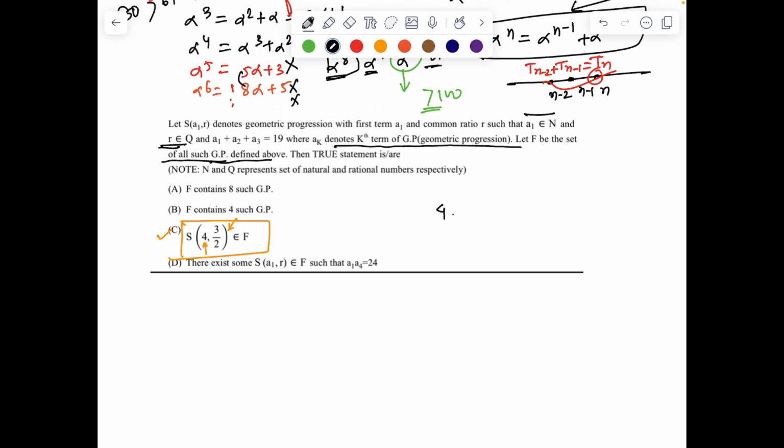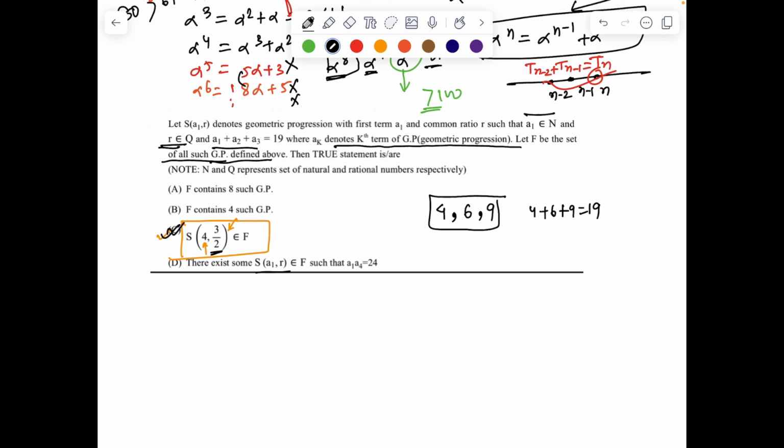Okay, so let's say the first term is 4. If I multiply with the common ratio of 3/2, it gives 6, and the next term will be 9. Since we have 3 terms, a1, a2, a3, clearly you can see 4 plus 6 plus 9 is 19. So clearly option C is correct.